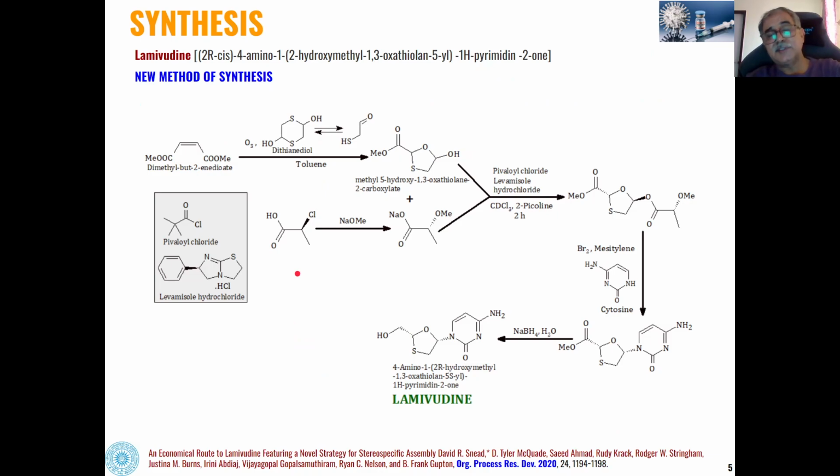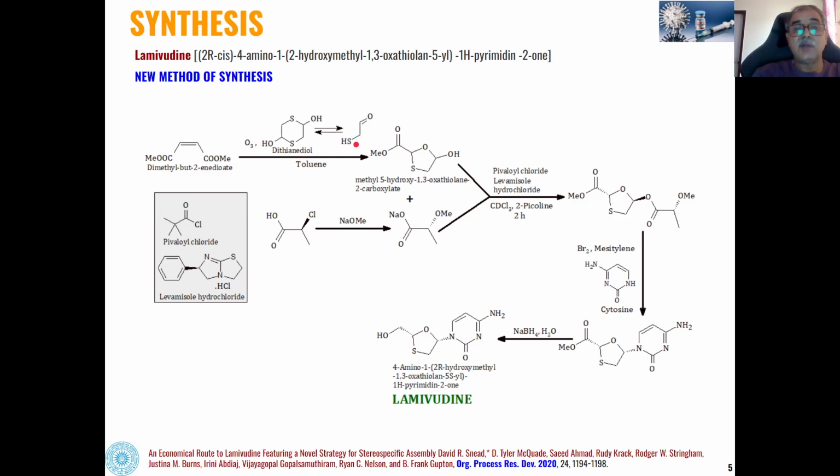Then another method, which was given recently in 2020 by David Snyder, uses a different substrate, that is butene dioate. This diester condenses with the same substrate which was used in the first method, dithienediol, which I have told you is a dimer of thiol acetaldehyde.